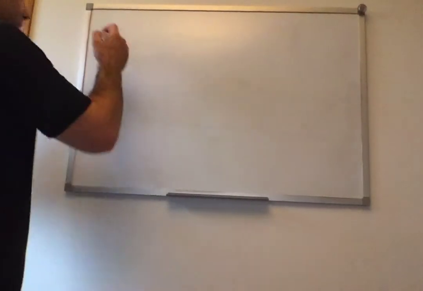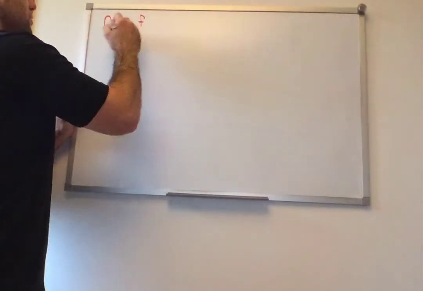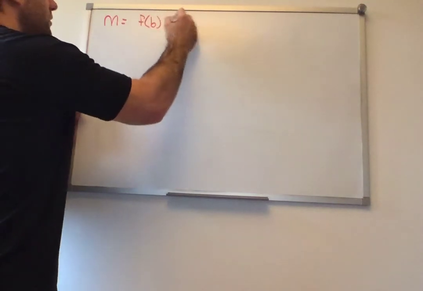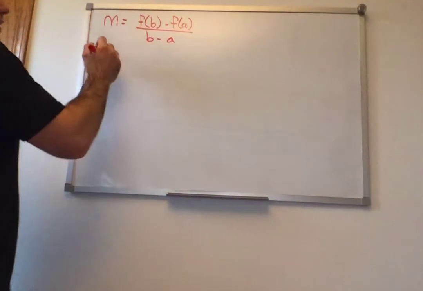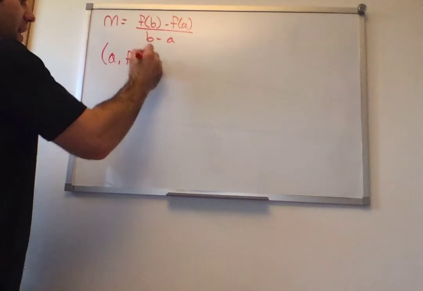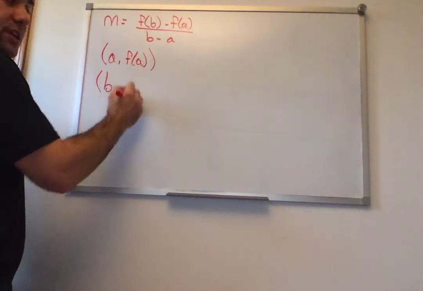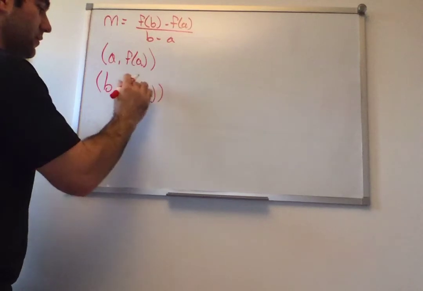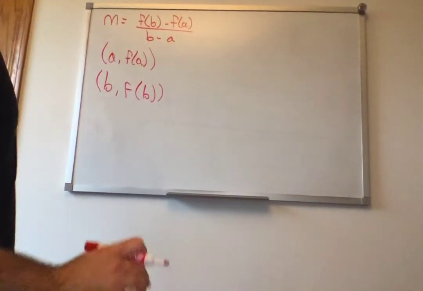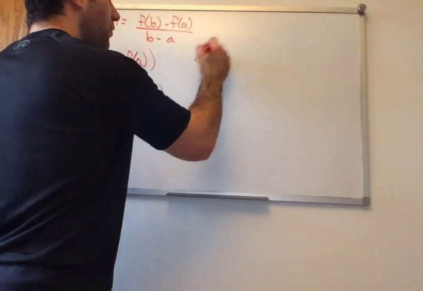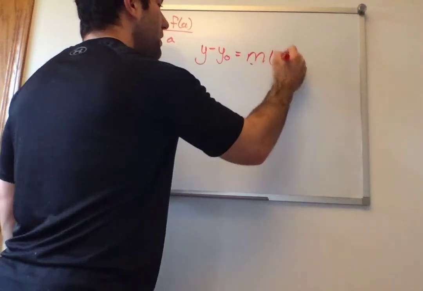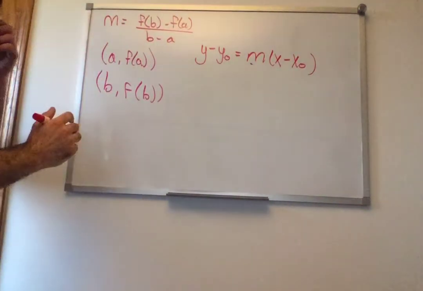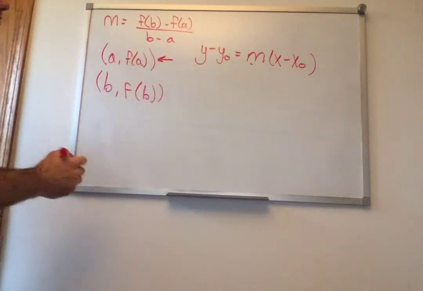So now let's go ahead and go through the proof. m is equal to, so this was the slope that we had. And here are our points that we had. At a, we were at f of a. At b, we were at f of b. Okay, so if we use point slope form, y minus y naught is equal to m times x minus x naught. We're going to use this point right here.